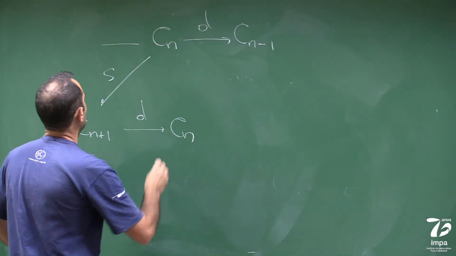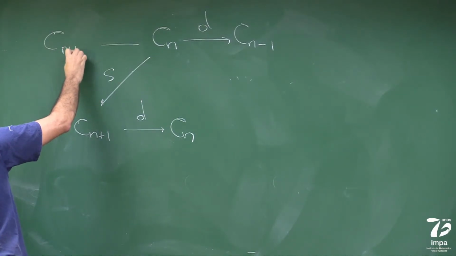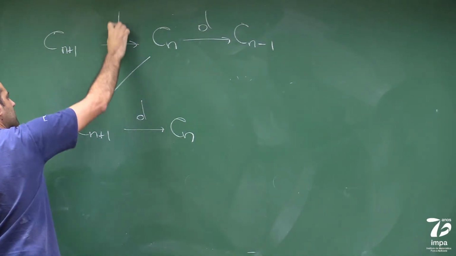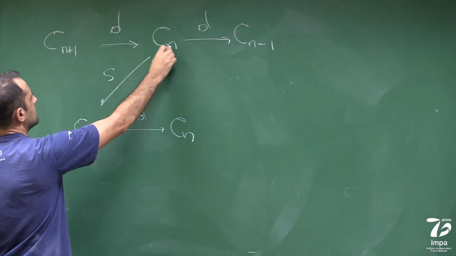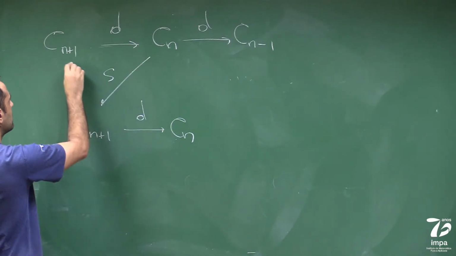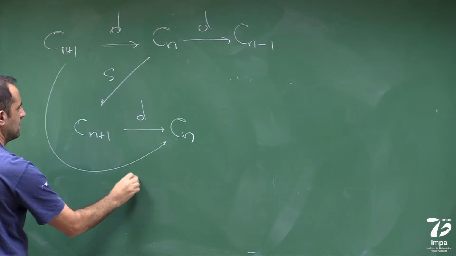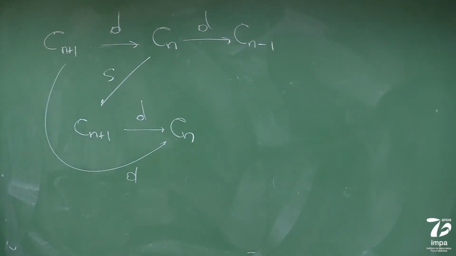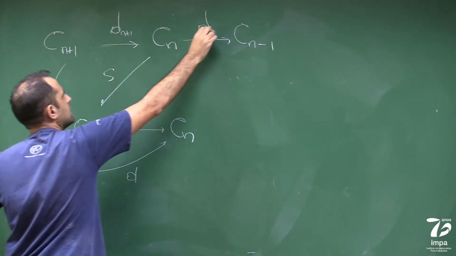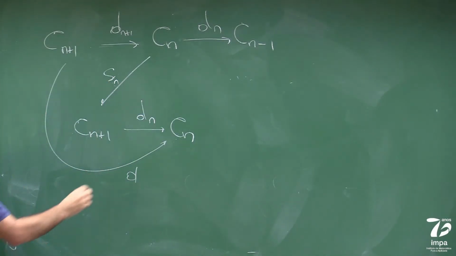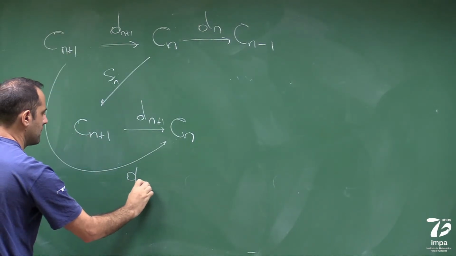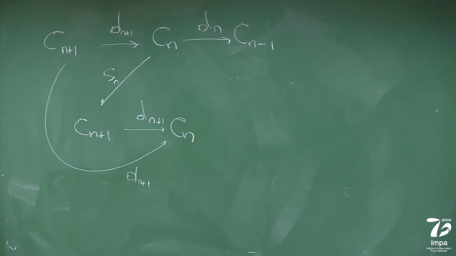What I'm saying is that, and here I have Cn plus 1, and here I have D. So what I'm saying is that dsd is equal to D. Okay, so this is dn plus 1. This is dn. This is Sn. And this is dn plus 1. And this is dn plus 1. So here is n plus 1, n plus 1, n plus 1.